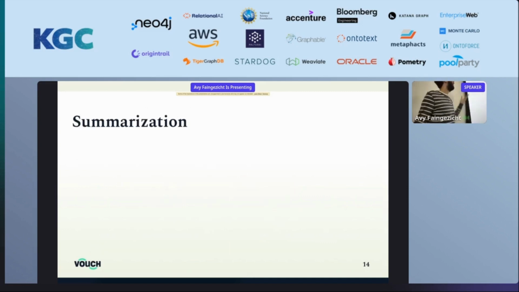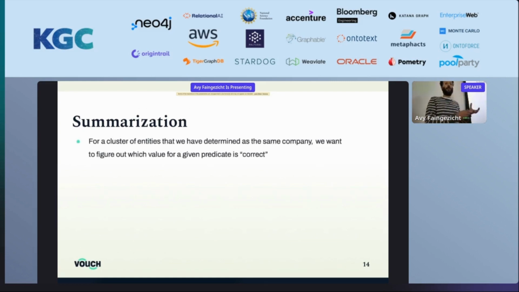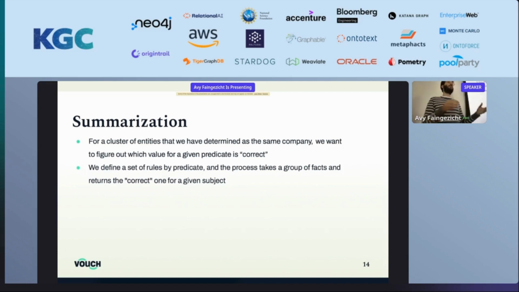And that's where summarization comes in. So we have a cluster of companies. We've determined that they are, in fact, the same company. And we want to figure out which value for a specific predicate is the correct value. I think we could call this an inference that we're making, but we don't materialize these inferences. We calculate them at runtime and surface them to users, whether that be through an API or, as Avy was mentioning, a batch process that creates a tabular view that gets consumed into Snowflake. But this is effectively an inference that we're trying to make.